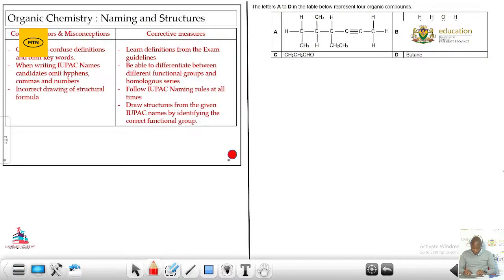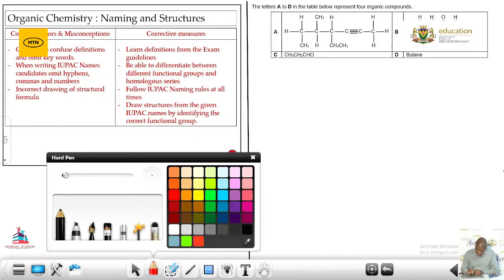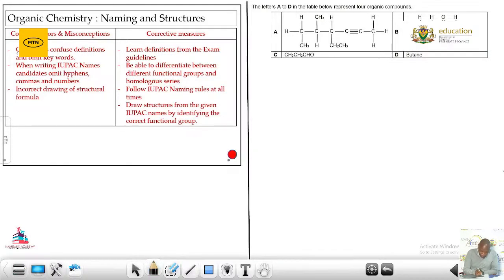With the organic chemistry, I tried to compile a few bullets that the majority of us are doing as learners: the common errors and misconceptions that now contribute to us not getting the maximum marks. Key critical thing is, candidates confuse definitions and omit keywords in the definition.